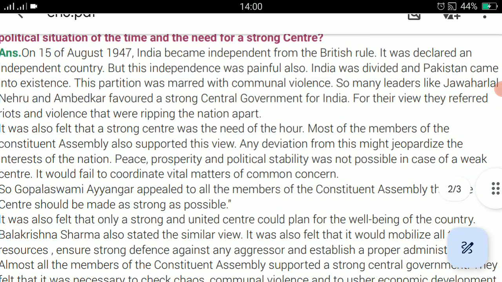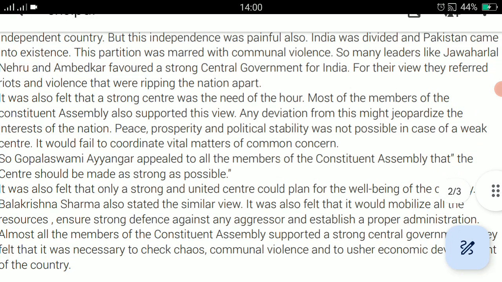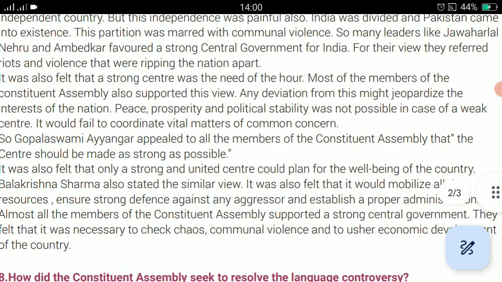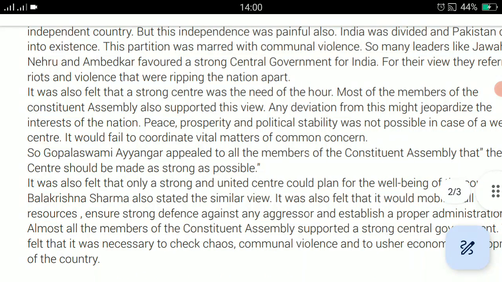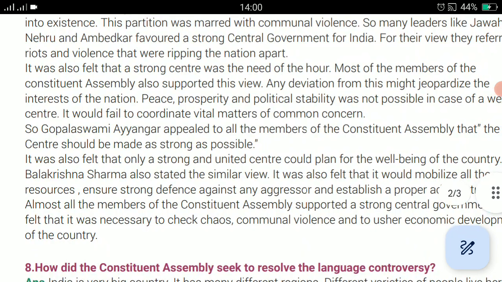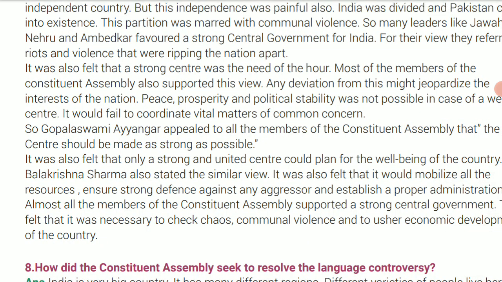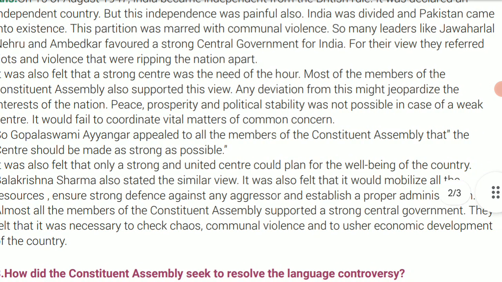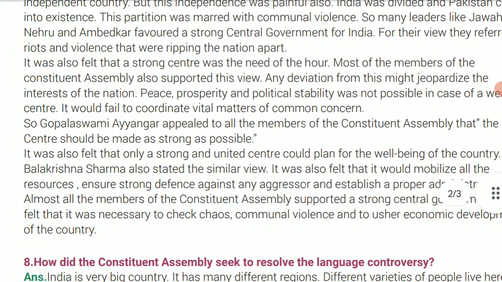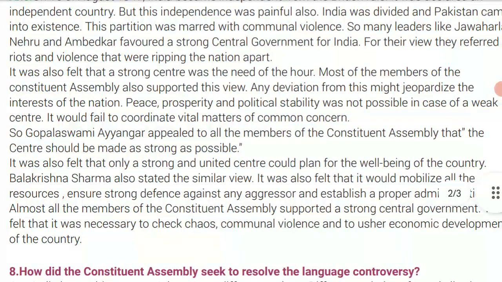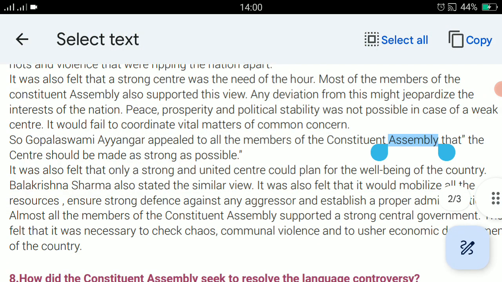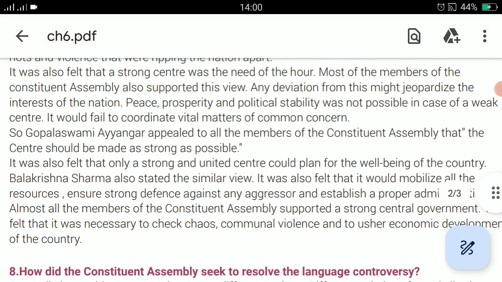Many leaders like Pandit Nehru and Ambedkar favored a strong central government, because in their view the riots and violence were ripping the nation apart, and they felt that a strong center was the need of the hour. Most of the members of the Constituent Assembly also supported this view, and any deviation from this might jeopardize the interest of the nation. Peace, prosperity, and political stability were not possible in the case of a weak center.